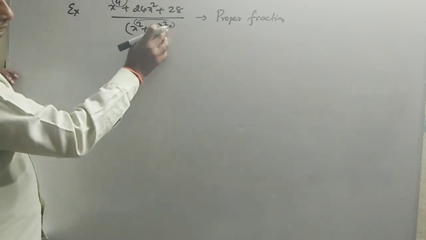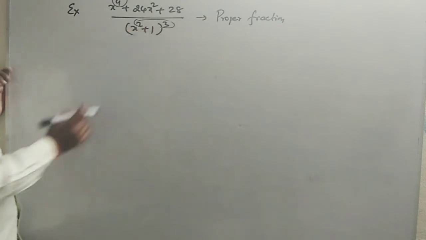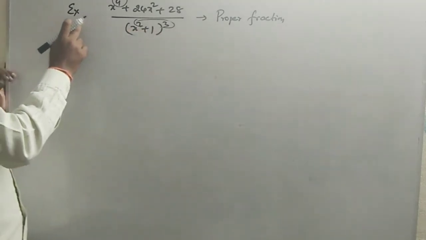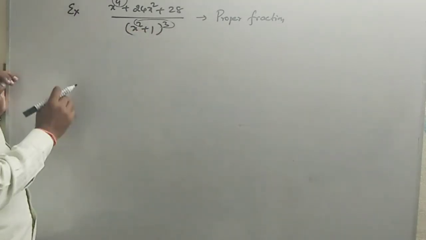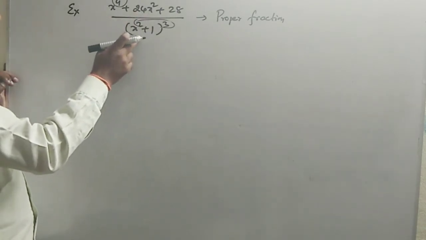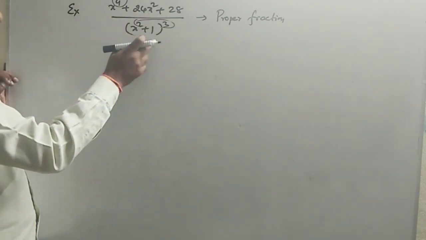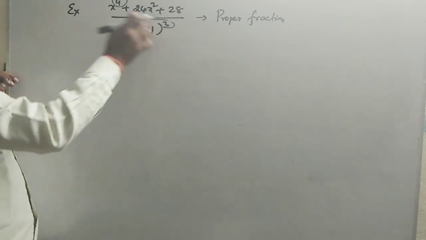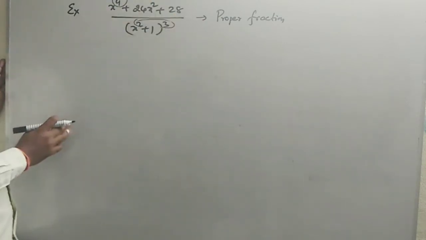Since it is an irreducible and repeated polynomial of degree 2, this comes under type 4. What type 4 says is f of x by g of x is a proper fraction and g of x contains ax square plus bx plus c, irreducible polynomial, to the power n. Then it can be split into n partial fractions.